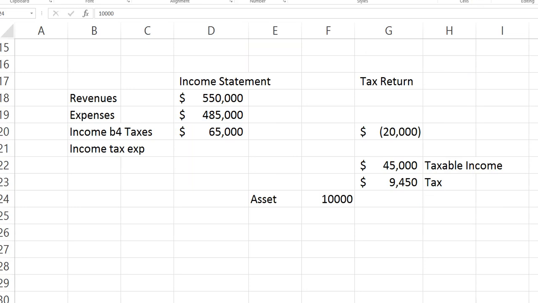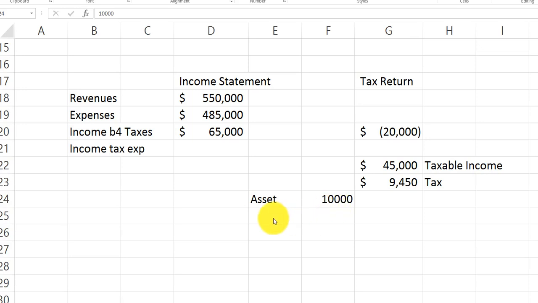All right, now we're going to add another layer of complexity, a temporary difference. So here's the information with just the permanent difference we just discussed. And we have the income before taxes. We have the $20,000 municipal interest. Now we're going to consider an asset purchase. So we bought this asset for $10,000.